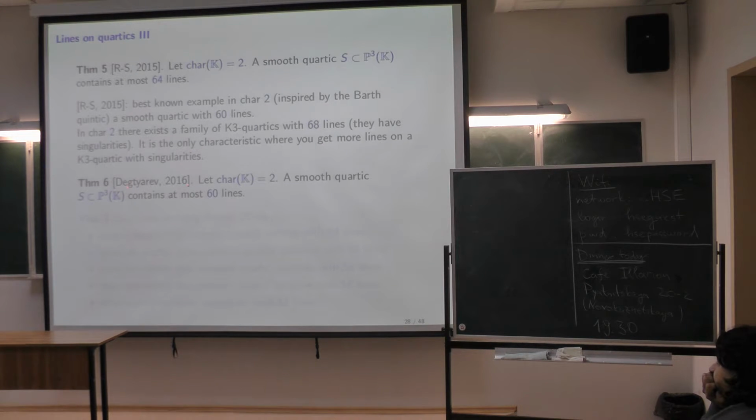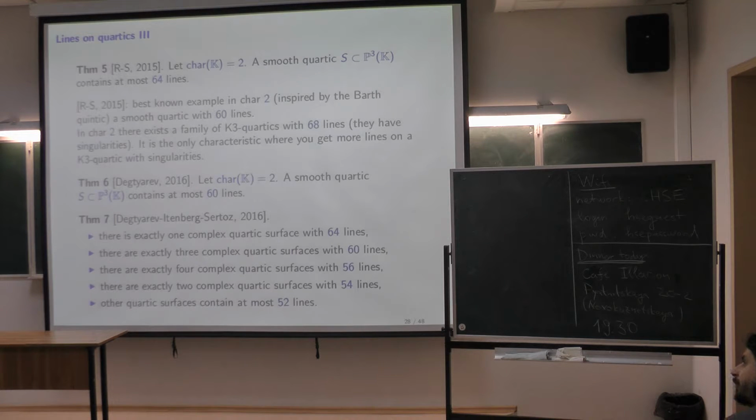And then Alex Degtyarev, using a computer, was able to show that 60 indeed is the bound. This is sharp. If you allow considering cones, definitely. Oh, yeah. Yeah, but I say K3 quartics. So I'm on the same side. Yeah.